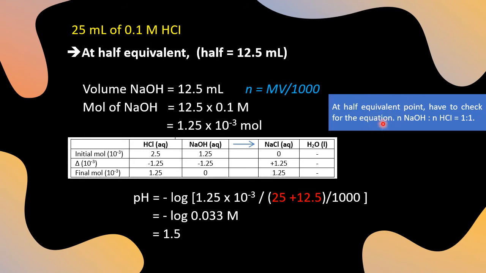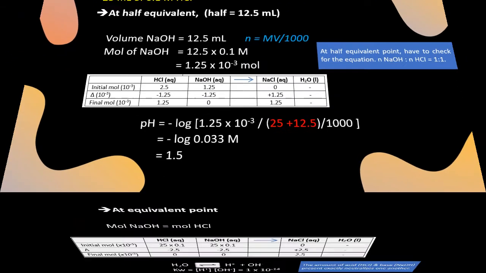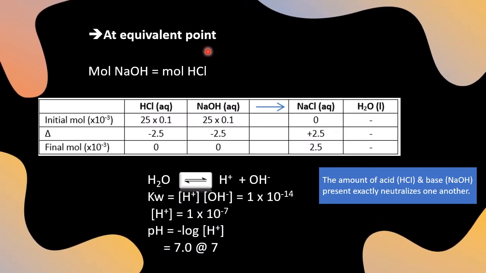Must always check for the equation. So the number of mole of the acid and the base is 1 to 1. At the equivalent point, the mole of sodium hydroxide neutralizes exactly with the number of mole of acid. So according to this equation, the number of mole of acid is 25 times 0.1, and for sodium hydroxide, it reacts exactly 25 times 0.1 as well. So meaning that there is no final mole for both acid and base. So the amount of acid and base present exactly neutralize one another.